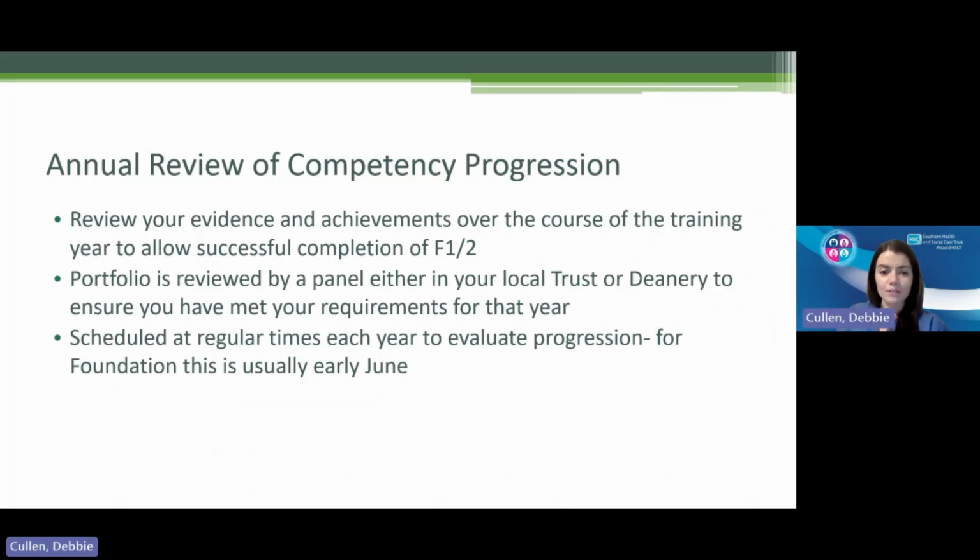Your ARCP happens at regular points throughout the year, and for the majority of trainees, we would expect all your evidence to be uploaded on your portfolio, usually by the end of May, for an ARCP to be carried out in early June, usually within the first few weeks. There are some exceptions to that for trainees who are out of sync for various reasons, whether maternity leave or less than full-time trainees who have different timescales for their progression in training. But as I say, for the majority of trainees, your ARCP will be early June, and you tend to be notified about what date that will be carried out via email by your foundation program director or your deanery.